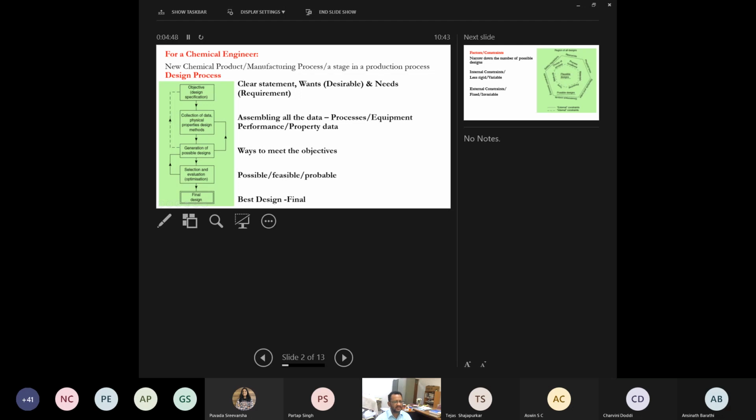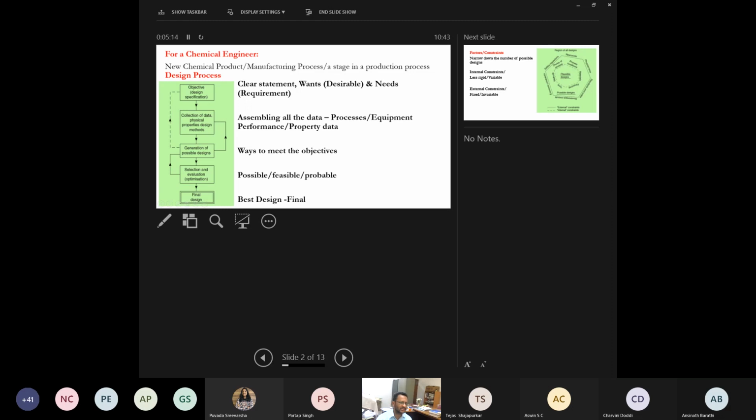So design, as I said, is an iterative process. The very first step in the design process is that we have to define the objective, or the purpose, or you can say specifications, whatever may be. We have to define it. It should be a clear statement. So whether it is a need or a want, that also we have to define.